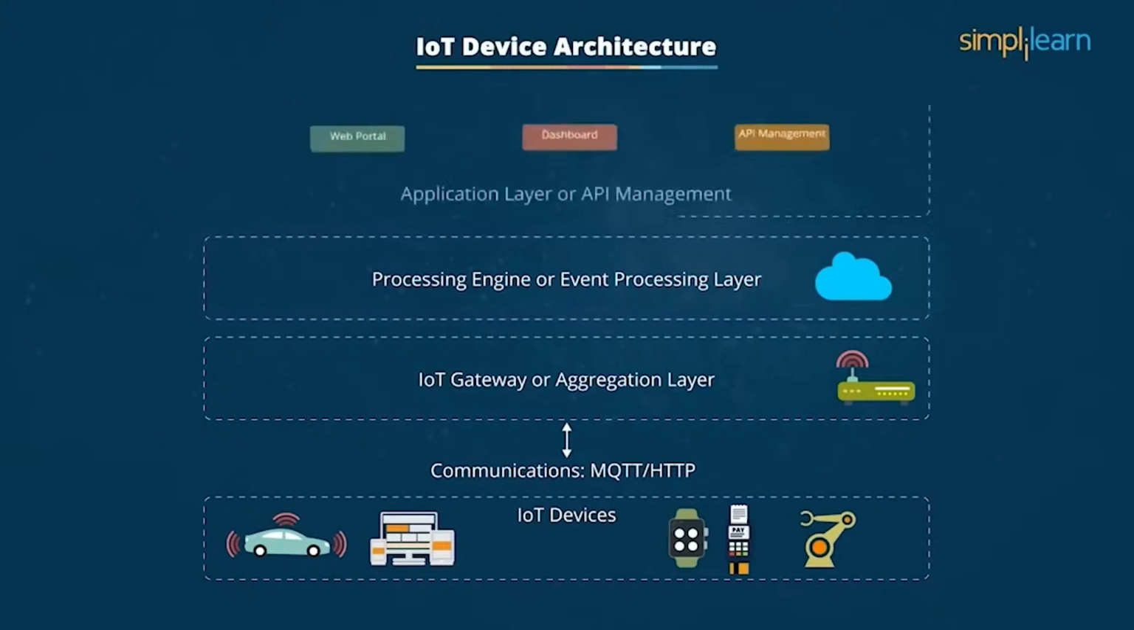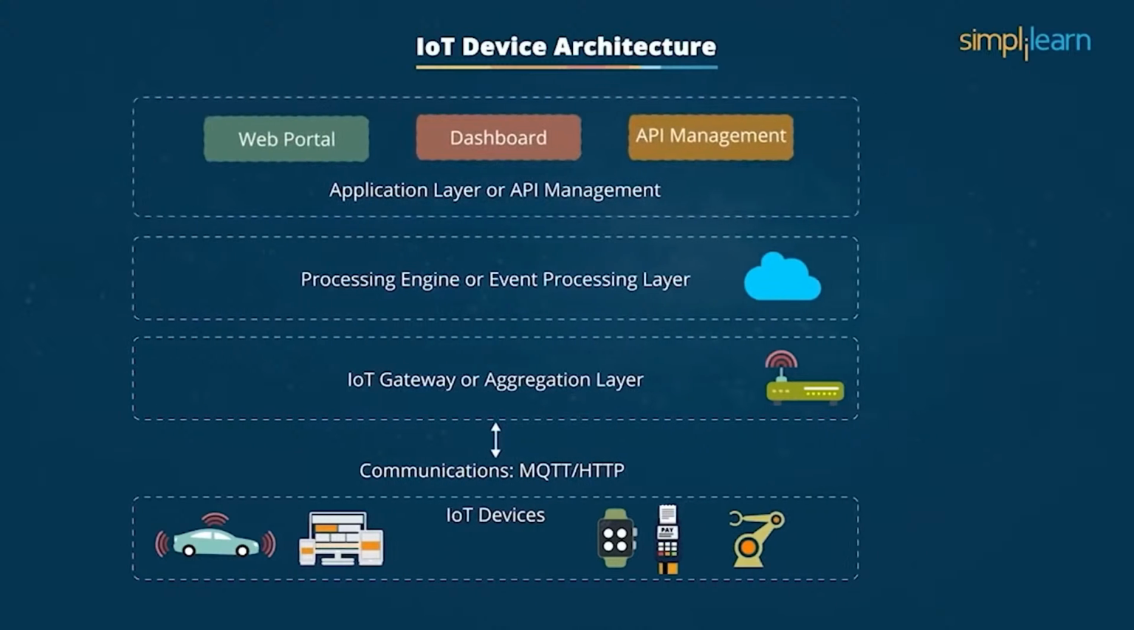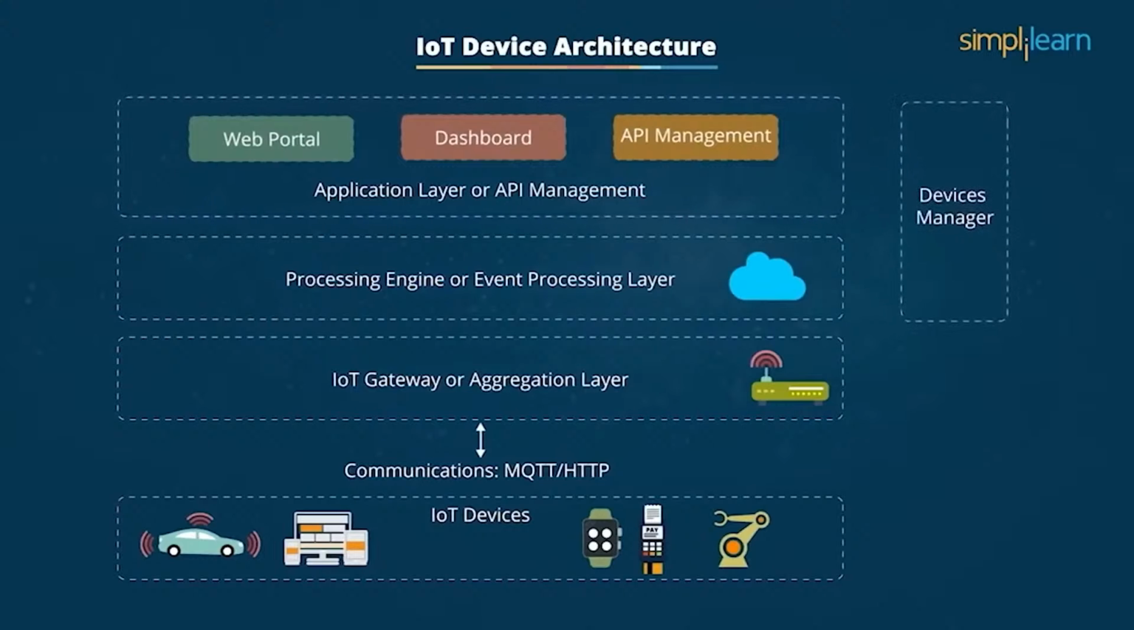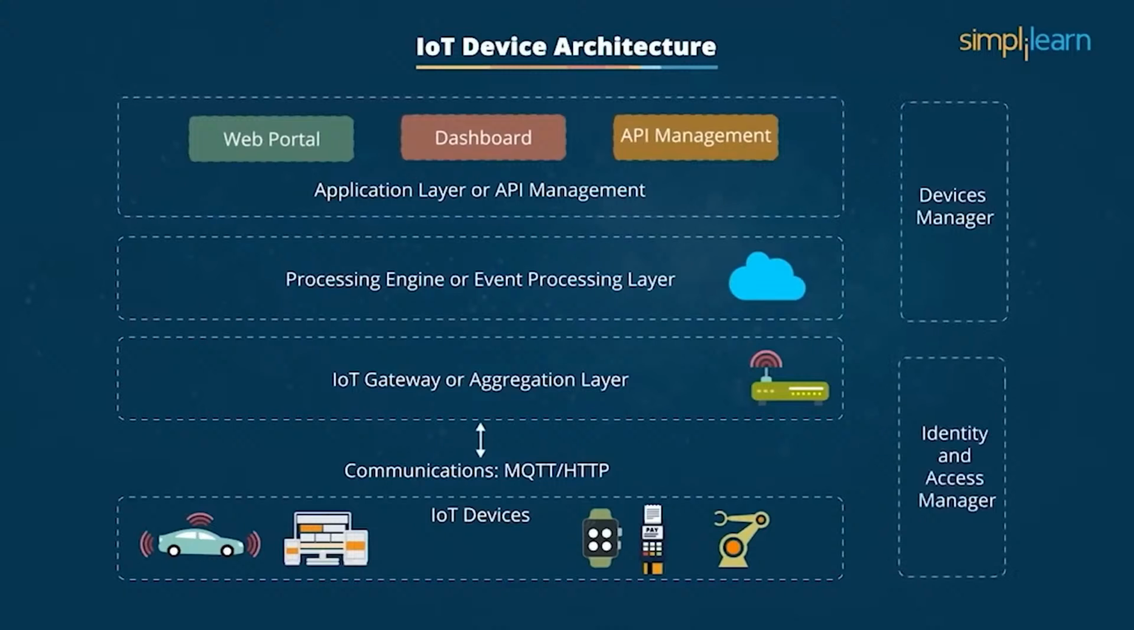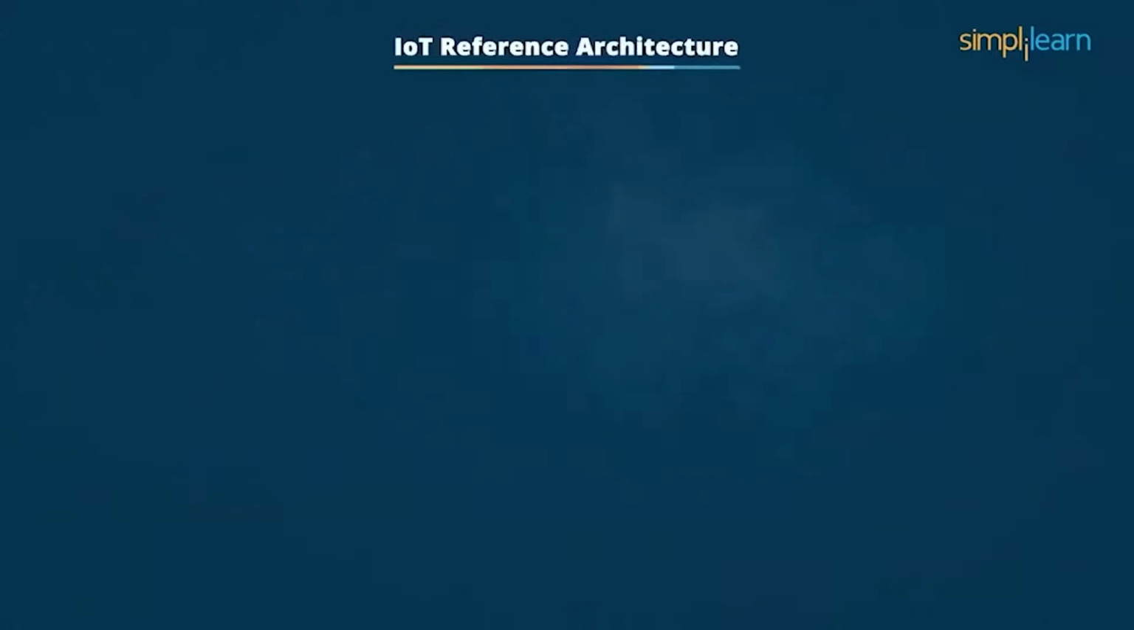The last layer is called the application layer, or API management layer. It acts as an interface between third-party application and infrastructure. The entire landscape is supported by device managers and identity and access managers, which are useful for security of the architecture. IoT Reference Architecture. Next, let's learn about the various layers in the IoT Reference Architecture.